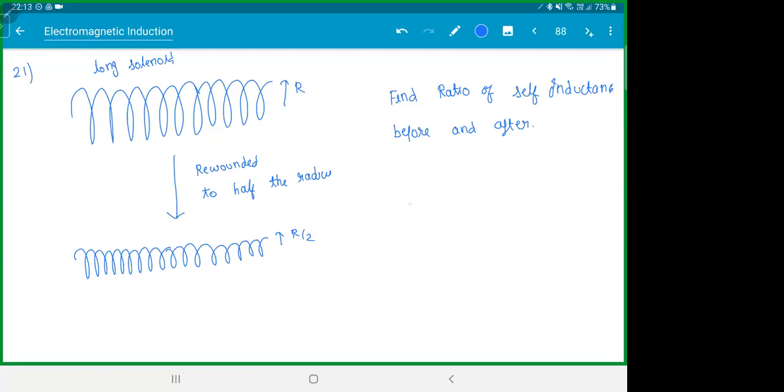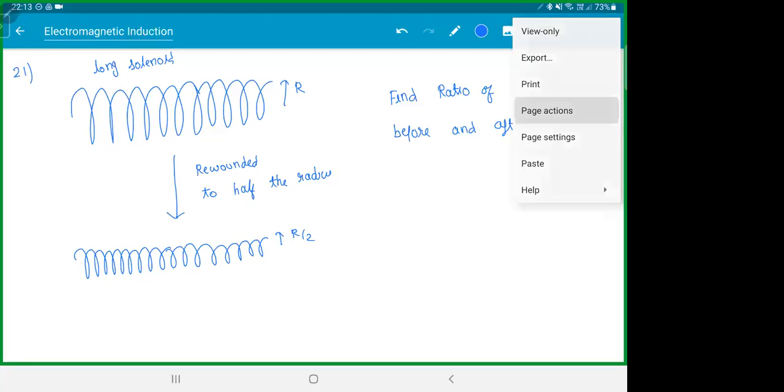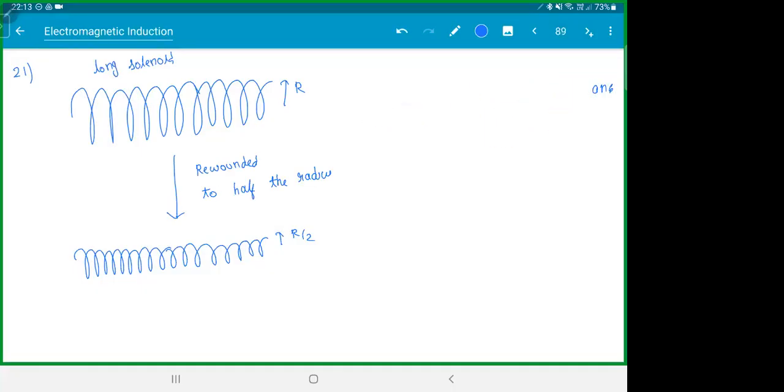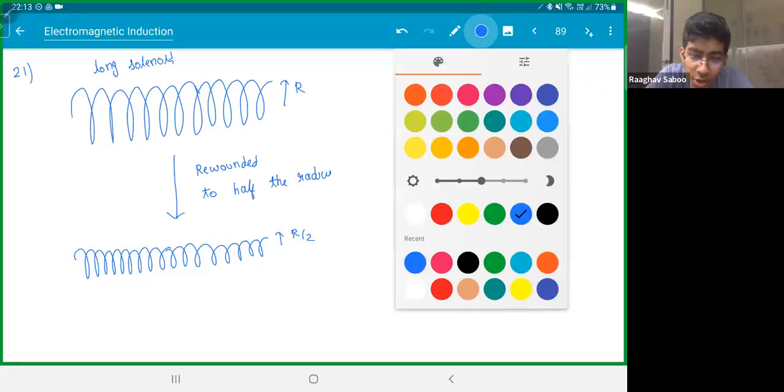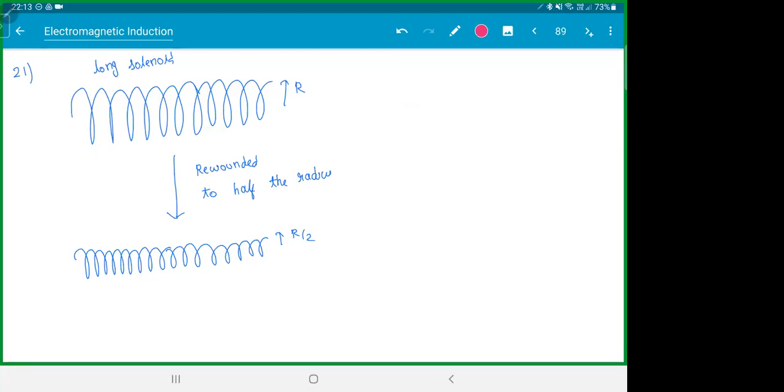So what is the formula there? L is equal to mu naught... Now, remember I told you last time, whenever you rewound the coil, what does not change? Length? No. Total length? No. Number of turns per unit length. So let's say if this thing has n turns, this will have 2n turns. Number of turns will change.